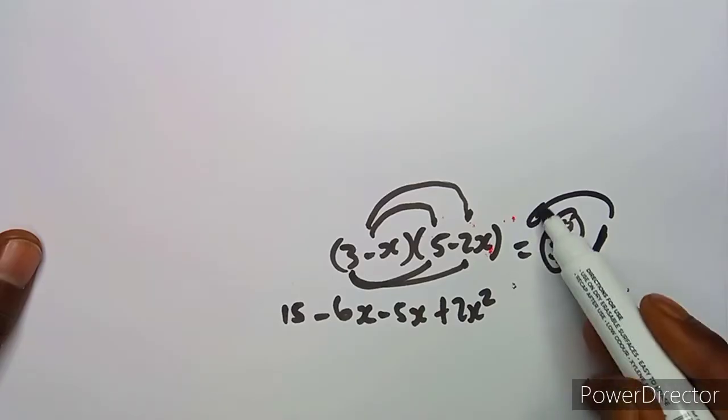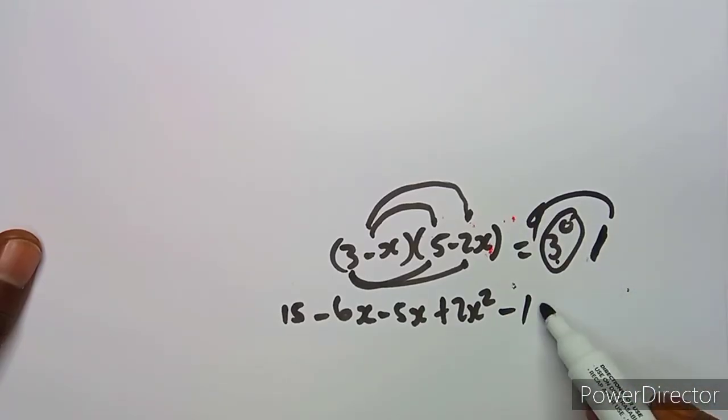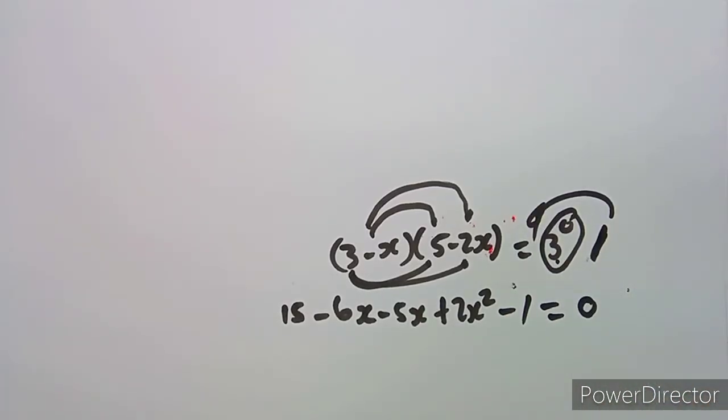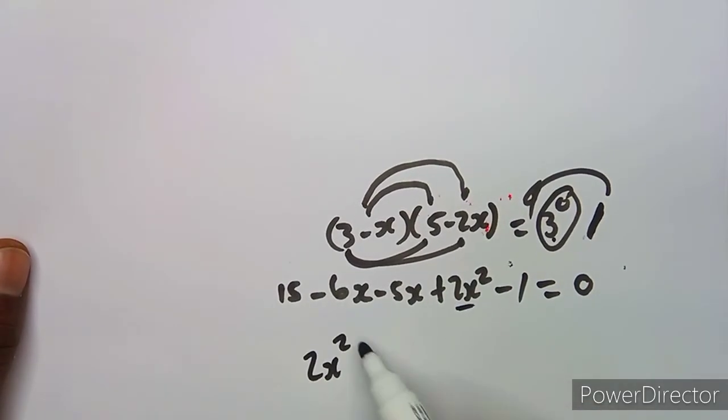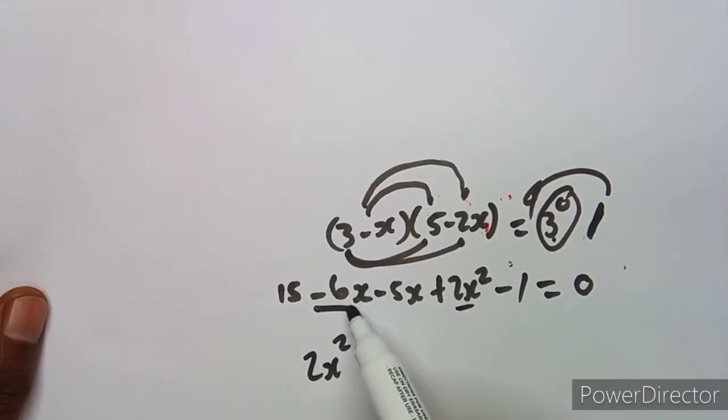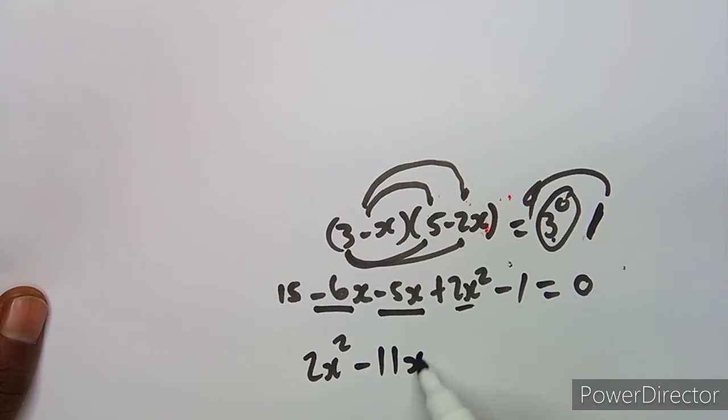So you can transpose that 1 to this side. So it's going to be minus 1 is equal to 0, because we have a quadratic equation. So one of the sides must be equal to 0 then. All right. So that means we are going to be left with 2x squared. Okay. Collect like terms, minus 6 minus 5, which is minus 11x. 15 minus 1, which is plus 14, is equal to 0 like that.